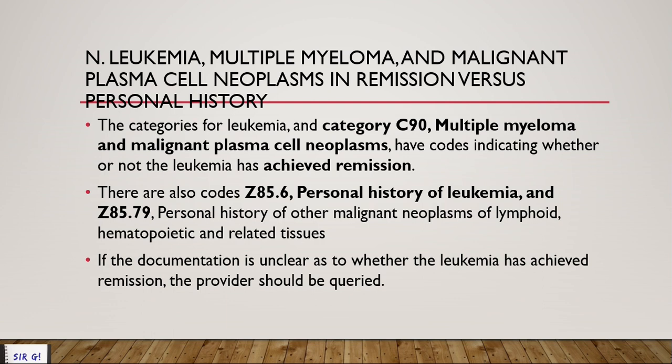So we have options for that. We have a separate code for leukemia and multiple myeloma that has already achieved remission. Okay, there are also codes for personal history. So if the documentation is unclear as to whether the leukemia has achieved remission versus being history already, you always need to query your provider.